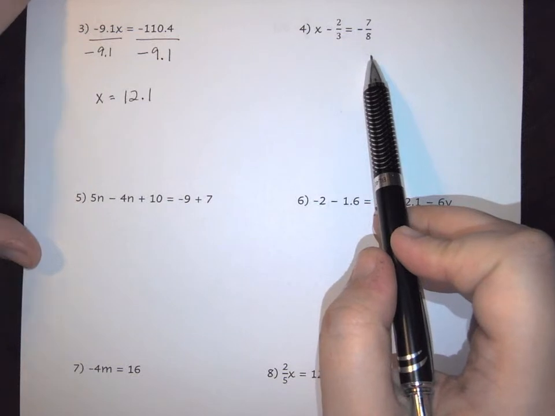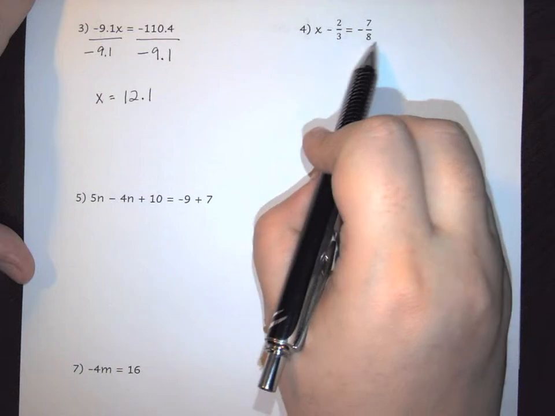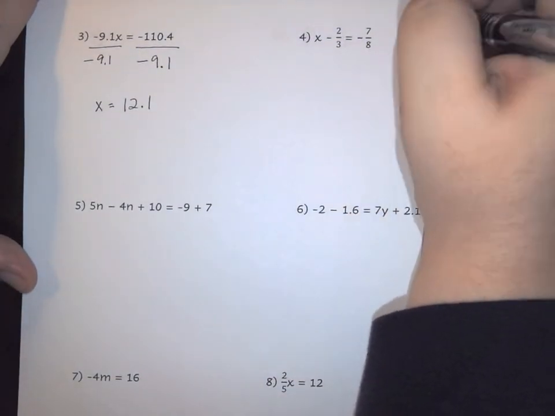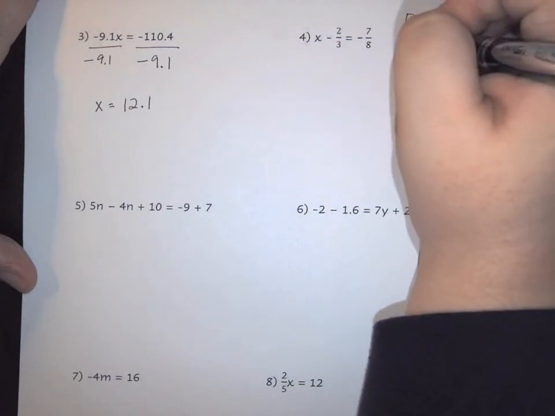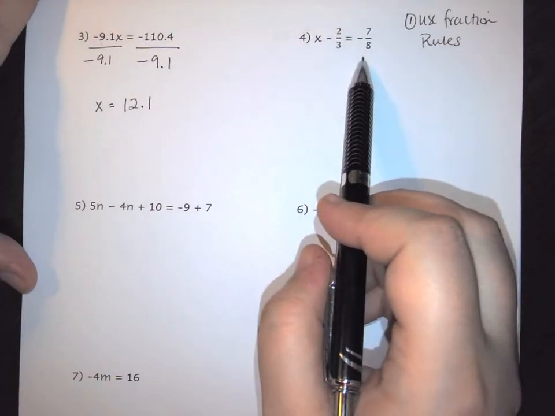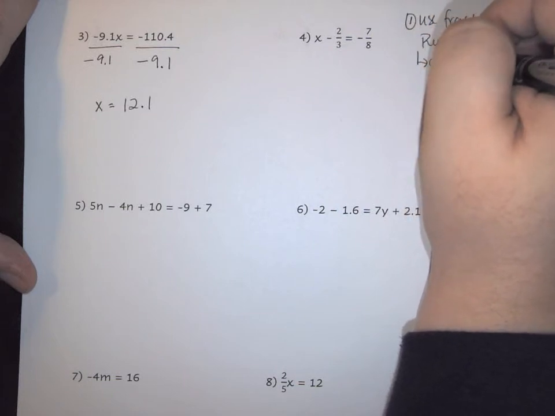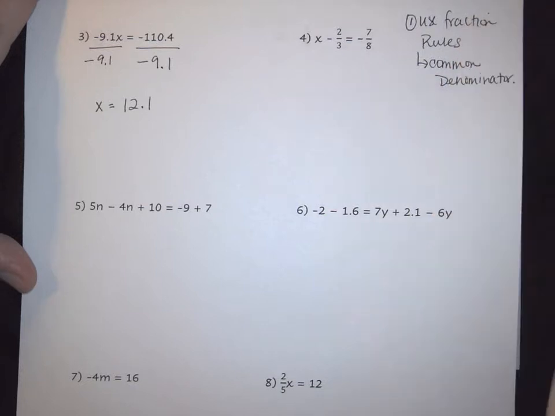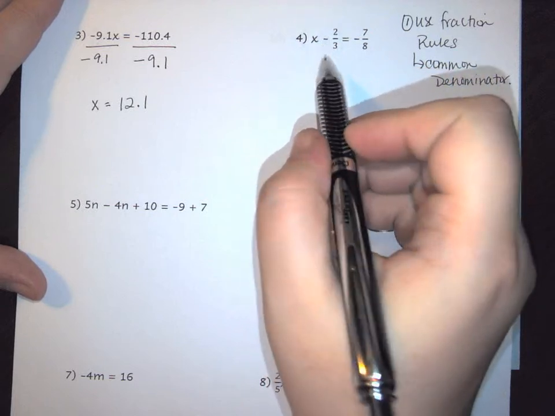Let's look at this next one over here. Here I have fractions, and there's a couple ways that we can look at that. First, we can use our fraction rules, which would say that in order to add or subtract fractions from each other, you need to have a common denominator. Basic mathematics would say that this is a subtraction, so I have to add it.